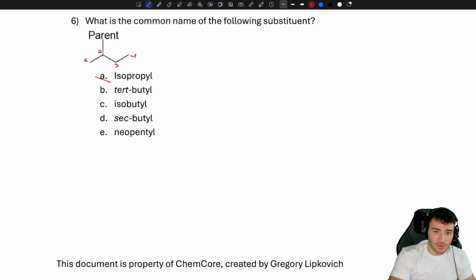And a little trick that I like to do, so you don't visually memorize anything, is to look at the carbon that it's attached to. This is the carbon that it's attached to, and it's connected to 2 other carbons, meaning that it's secondary, right? In other words, sec-butyl. So our answer is D.